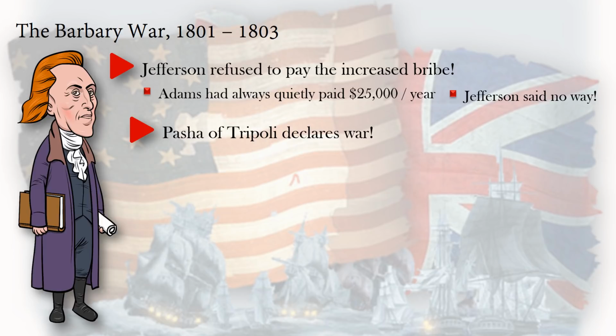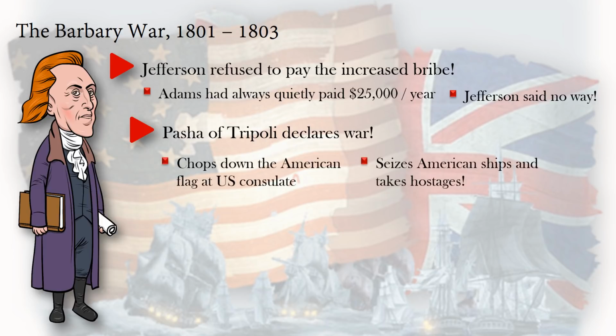And so the Pasha of Tripoli declares war on the United States. He does so symbolically by going outside to the flag at the U.S. consulate, which we had, and he chops it down. And then he seizes the American ships in the area and takes hostages. What are we going to do?